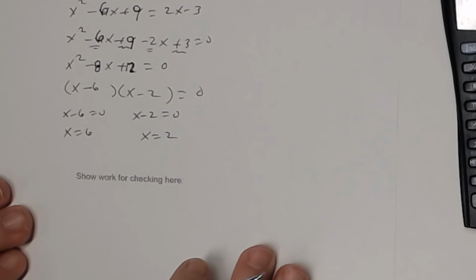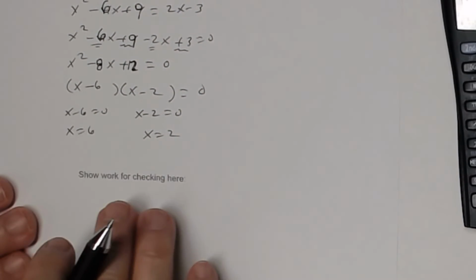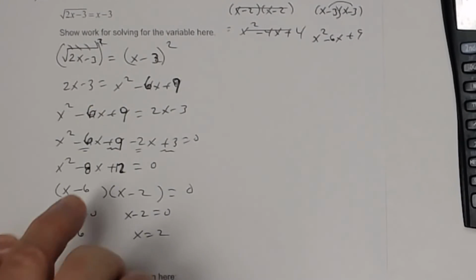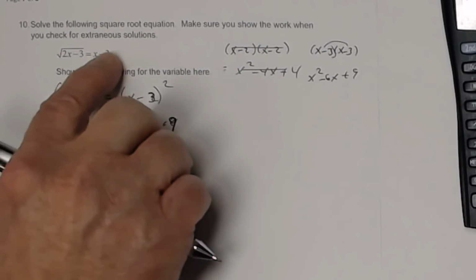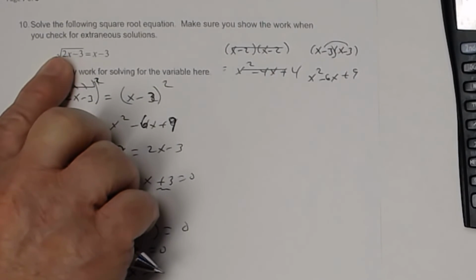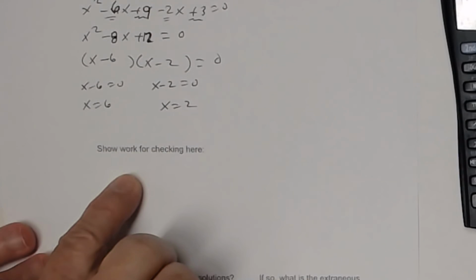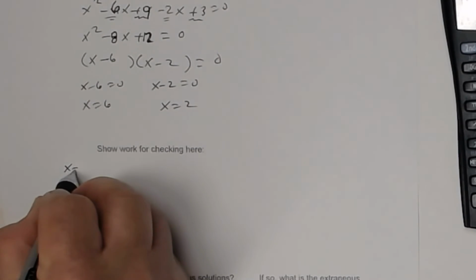All right, so now we got to check this. We have to check for extraneous solutions. So remember, these are solutions to this quadratic equation right here. But are they solutions to the radical equation, the square root equation? So that's where you got to check. So I'm even telling you to check, right? So let's check x equals 6 first.